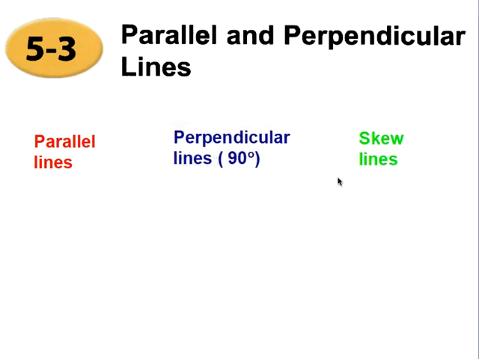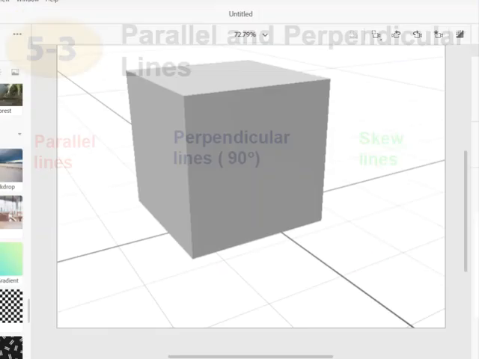Let's continue with skew lines. Parallel lines will not intersect, and the distance between the two lines is always constant. They are parallel, as you know, like these two lines L here. And perpendicular lines intersect at 90 degrees. For skew lines, you need to think about three-dimensional shapes, so 3D shapes.